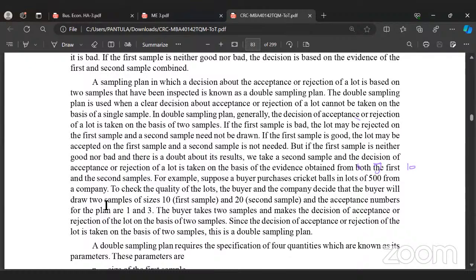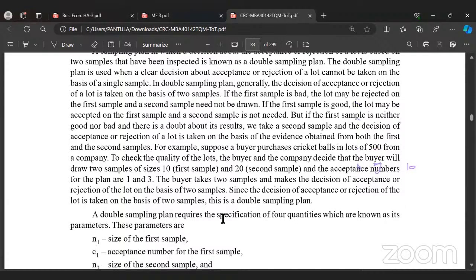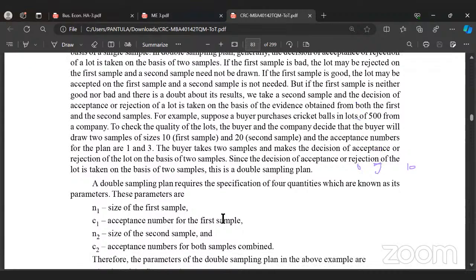Now here you can see the double sampling plan: draw two samples, 10 the first time and 20 the second time, and accept the number for plans 1 and 3. The first time 10 samples are taken, the second time 20. 10 is 10%, and 20 is more than 10%. So the buyer takes the two samples and makes a decision of accept or reject based on them.